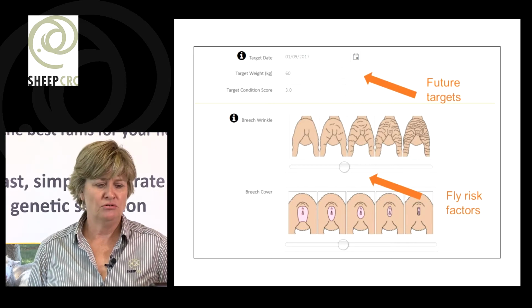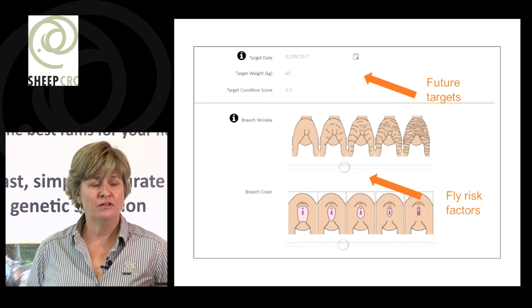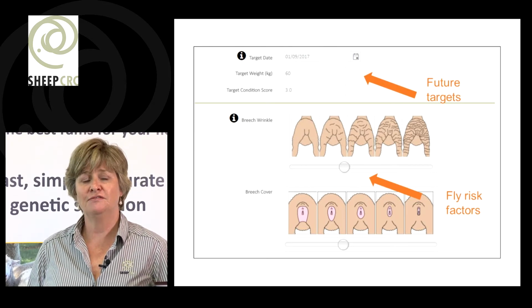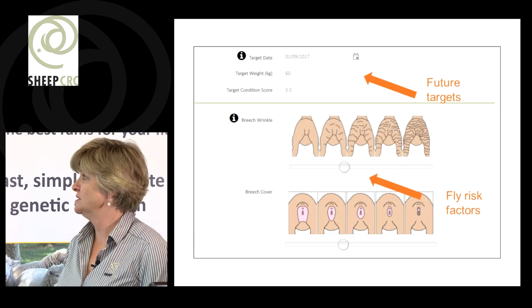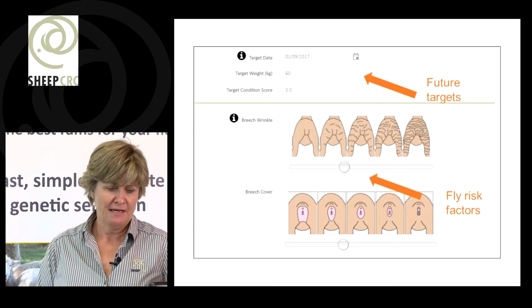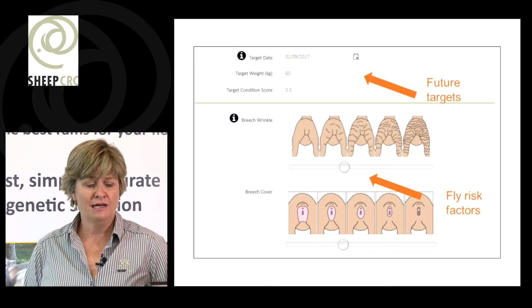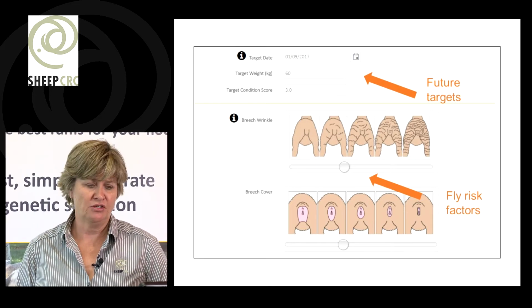We also ask you to tell us about their wrinkle scores and breech cover scores, and this is very important for estimating fly strike risk in the app. So there's a couple more slider bars to fill in there, all related to risks of fly strike.